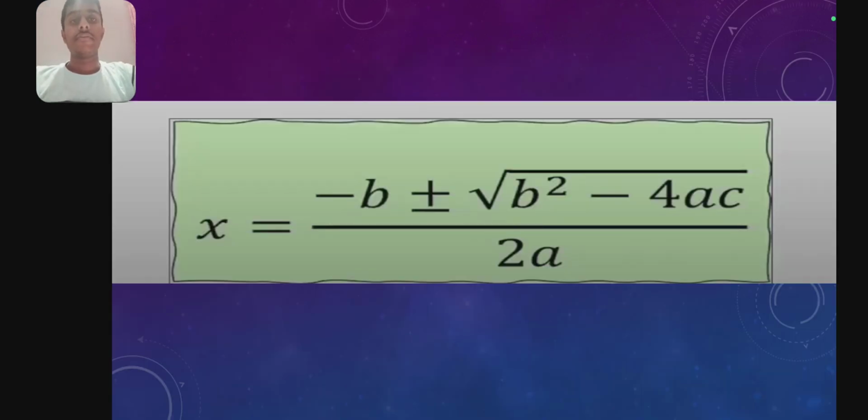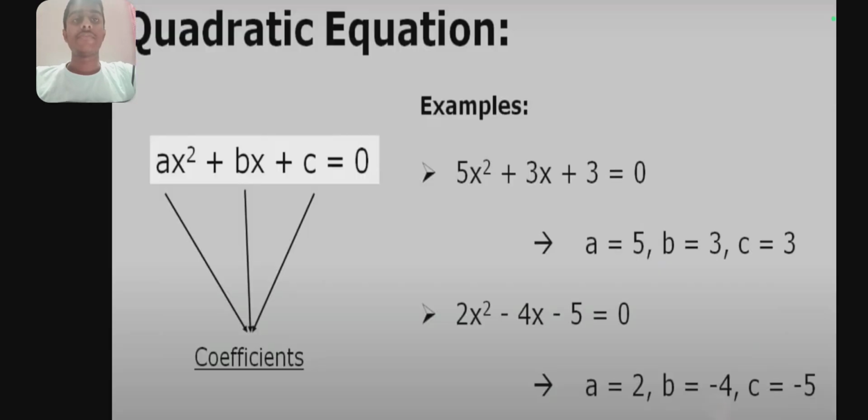Let's start with the basics of the quadratic equation. The formula is x is equal to minus b plus or minus square root of b square minus 4ac, divided by 2a. The general form of a quadratic equation is ax square plus bx plus c is equal to 0, where a, b and c are called coefficients. For example, 5x square plus 3x plus 3 is equal to 0, where a is 5, b is 3 and c is 3. Another example, 2x square minus 4x minus 5 is equal to 0, where a is 2, b is minus 4 and c is minus 5.